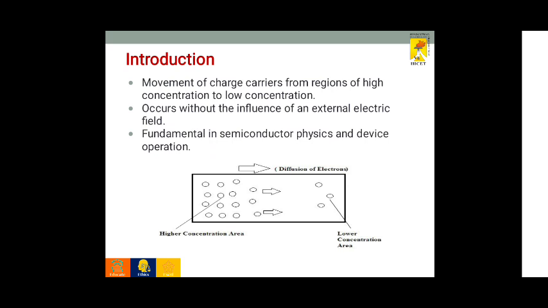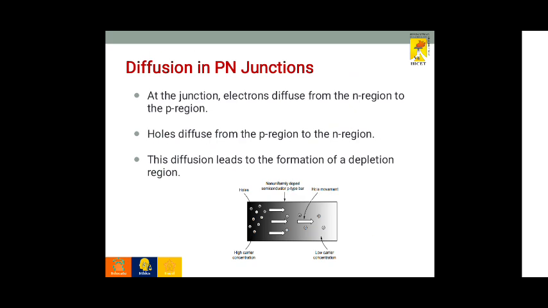This is clearly indicated in the fundamentals of semiconductor physics and device operations. Diffusion in PN junctions, so we are well known about this. Electrons diffuse from the N region to the P region, and holes diffuse from the P region to the N region. This diffusion leads to the formation of the depletion region.